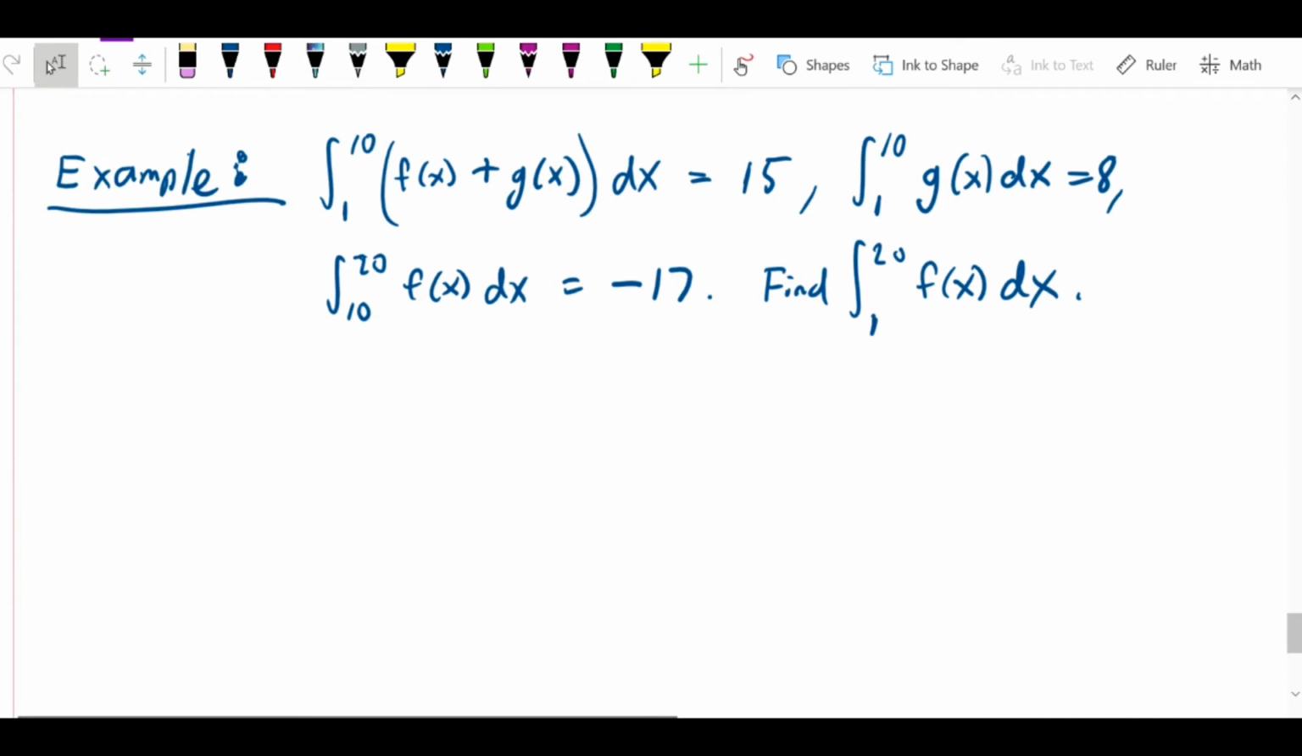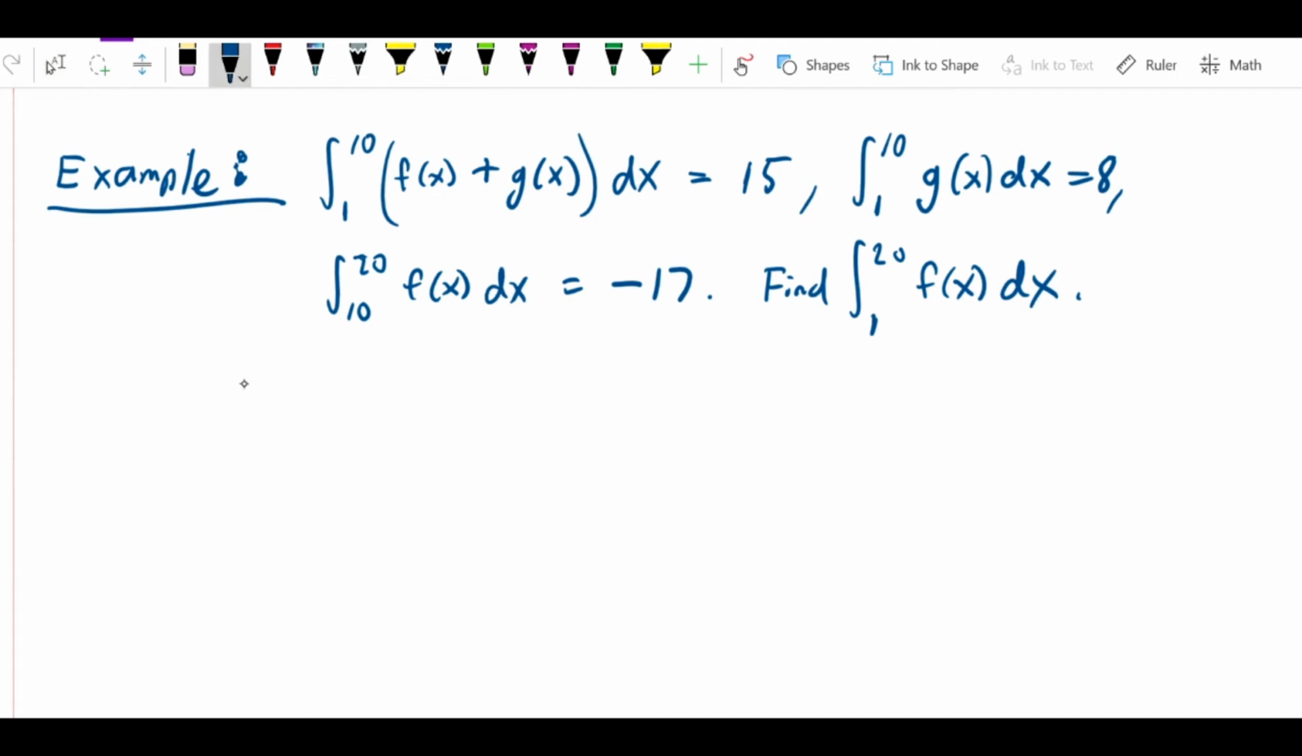So these types of problems are a little bit puzzle-like, but let's just do another one with slightly different facts. So suppose we're given that the integral from 1 to 10 of f plus g is 15. The integral from 1 to 10 of g is 8, and the integral from 10 to 20 of f is -17. So let's find the integral from 1 to 20 of f.